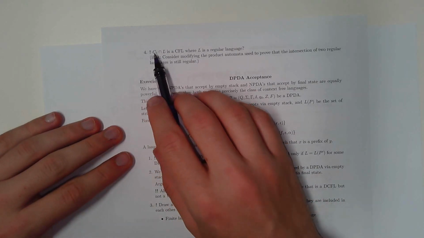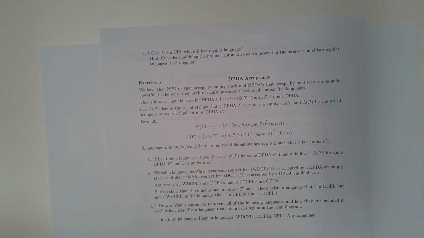Exercise 4.4, we're asked to check, is the intersection of a context-free language together with a regular language also context-free? The way we're going to do this is going to be a similar proof to the one in the slides or in the book about proving that the intersection of two regular languages is also regular, by showing how to construct the product automaton, which is basically an automaton that simulates two other automatons at the same time and accepts if and only if they both accept.